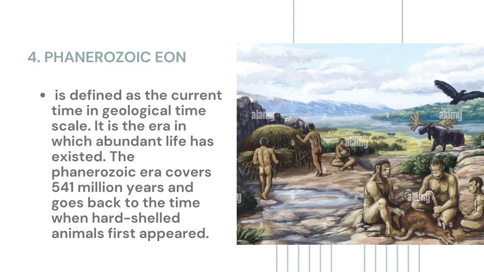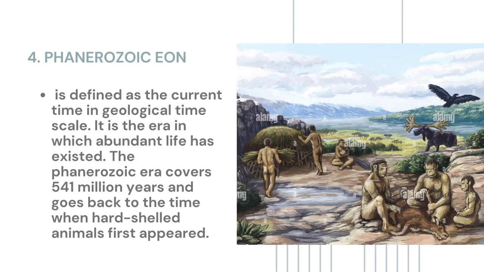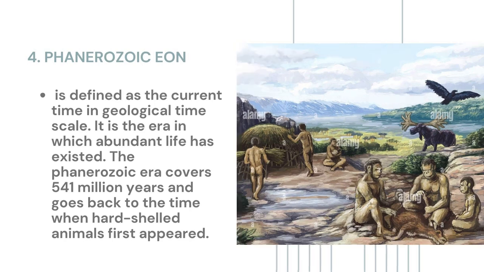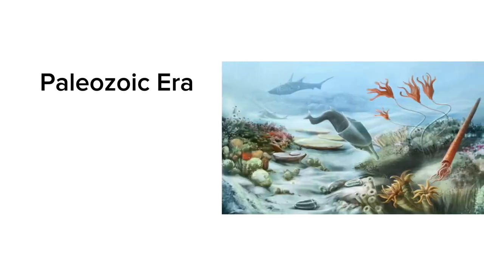Lastly, the Phanerozoic Eon is defined as the current time in the geological timescale. It is the eon in which abundant life has existed. The Phanerozoic covers 541 million years and goes back to the time when hard-shelled animals first appeared. Life in the early Paleozoic era was dominated by marine organisms, but by the middle of the era, plants and animals evolved to live and reproduce on land.